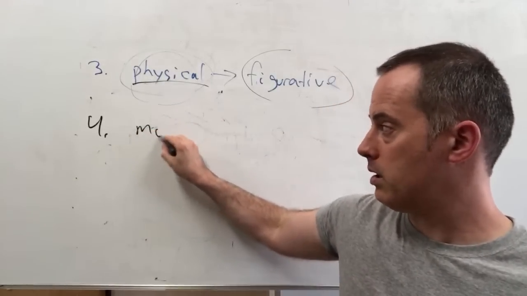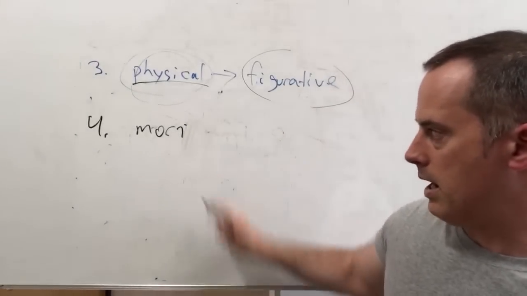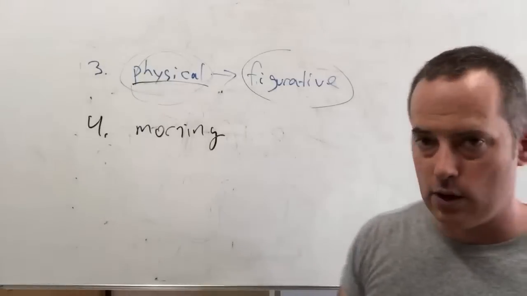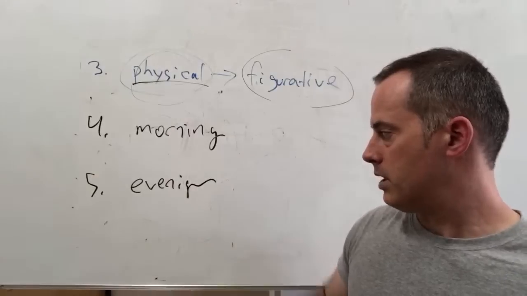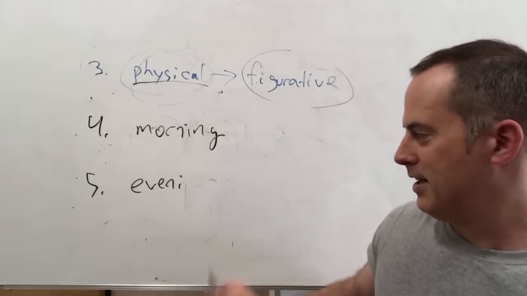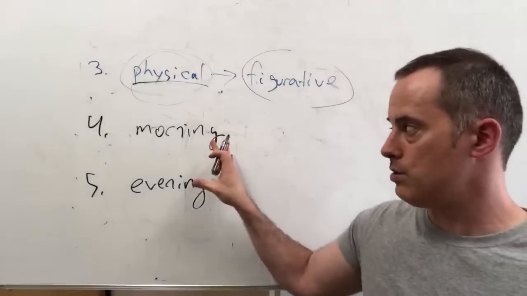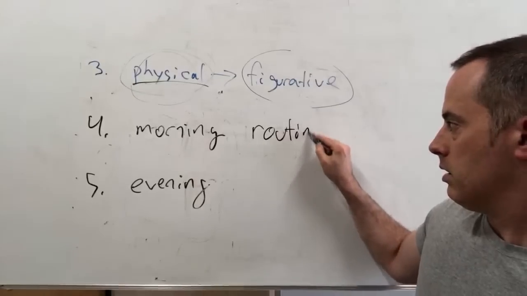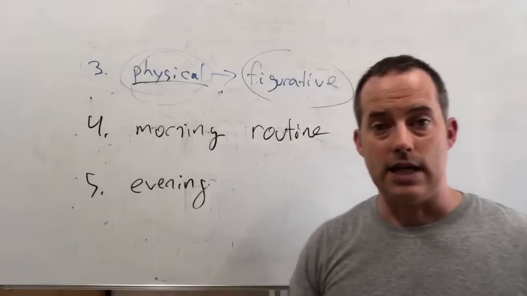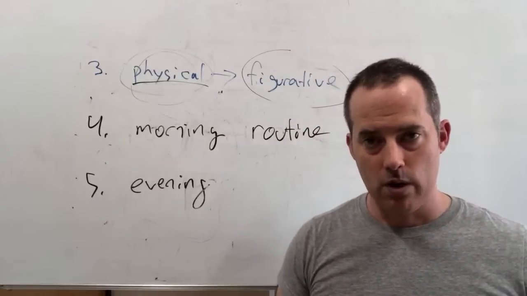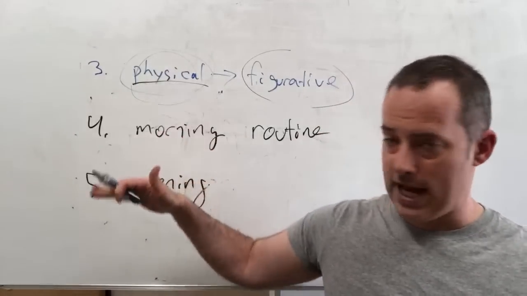And this is the morning. I'm not writing very well. M-O-R-N-I-N-G. So the morning routine, and we'll do an evening one as well. Evening. So we have the morning routine and the evening routine. And usually, morning routine, you might have something like this as you get ready for work. Maybe you have some shows in the morning that you like to watch. Children usually have something similar.